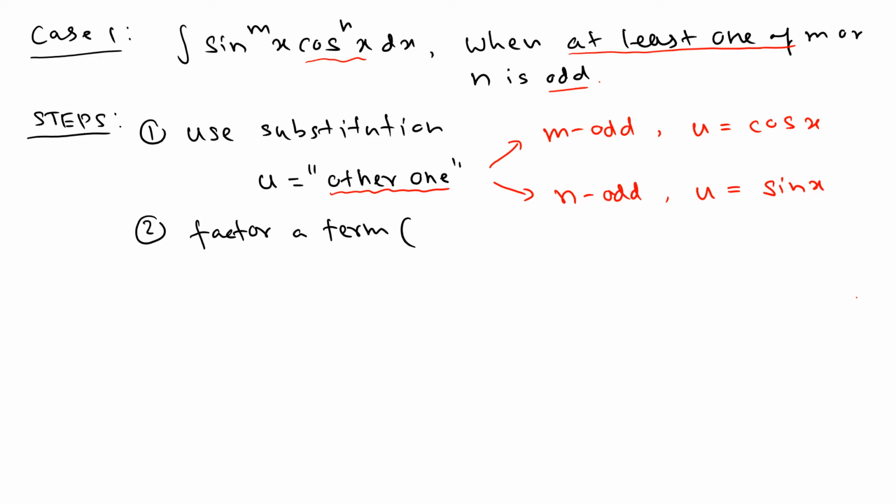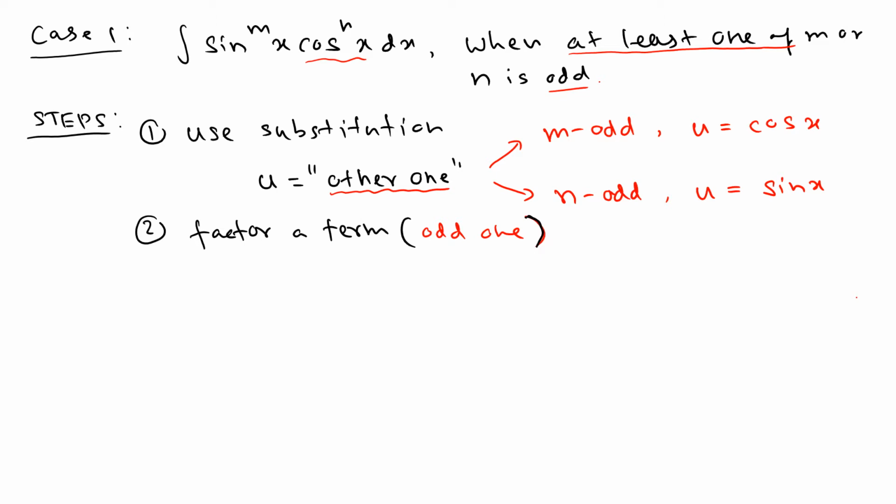The odd one. Okay, so what are we going to factor? We're going to factor one of the odd ones. Whatever the odd one is, we're going to factor one of them. If the sine is odd, factor a sine term. If the cosine is odd, factor a cosine term, like that. Okay, that's the second step.